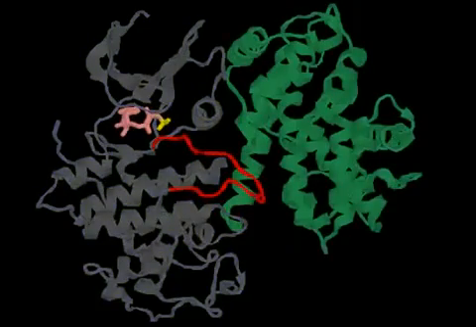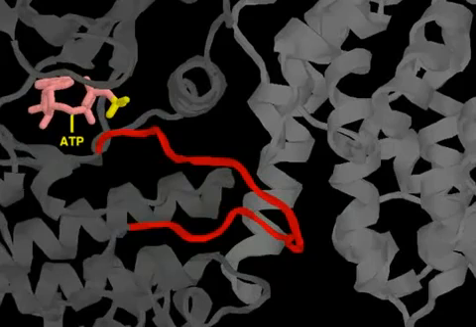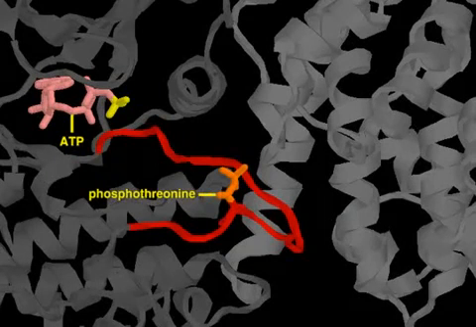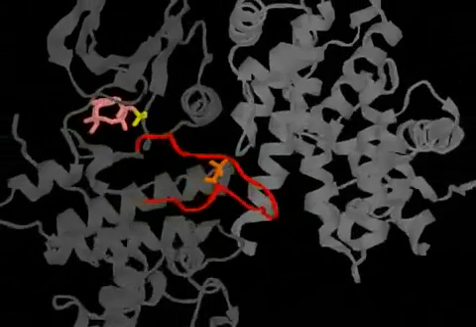A third protein, called a CDK activating kinase, is required for full activation of CDK. This kinase adds a phosphate group to a crucial threonine in the T-loop, thereby enabling CDK to bind to and phosphorylate its target proteins.